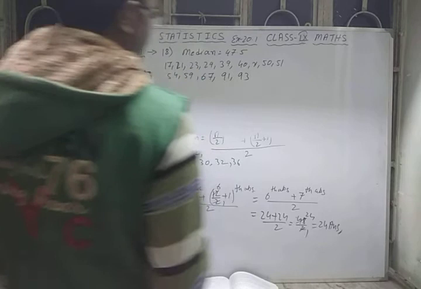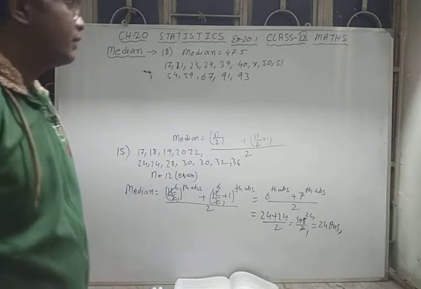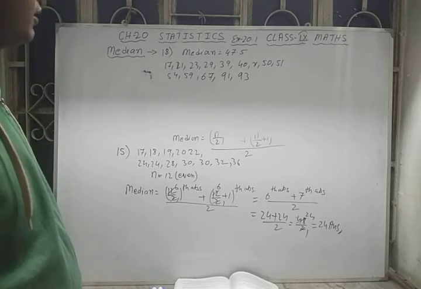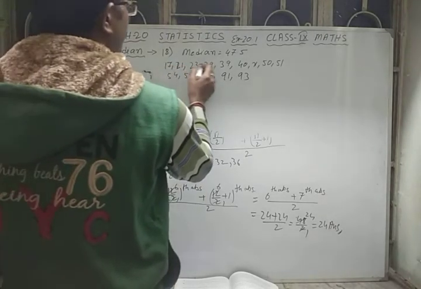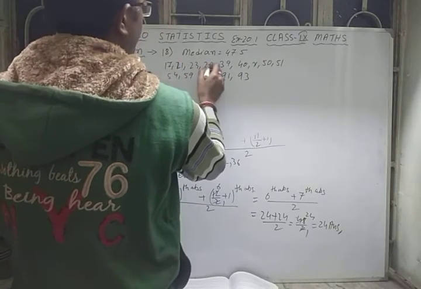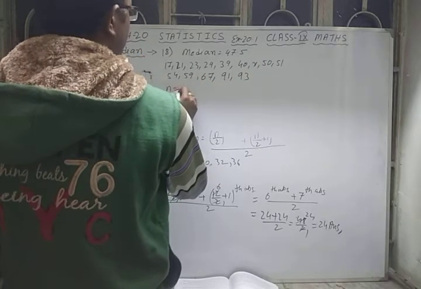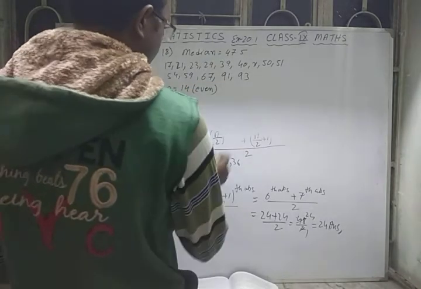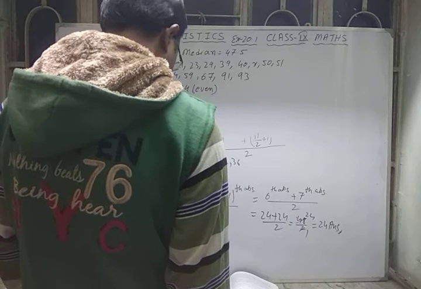Since the data is already given in ascending order, there is no need to arrange it. The first step of the process is already given. Now the second step is that you have to count the number of observations. So here you count 1, 2, 3, 4, 5, 6, 7, 8, 9, 10, 11, 12, 13, 14. So n is equal to 14. Again it is an even number, which means you have to again follow the even number formula to find the median.